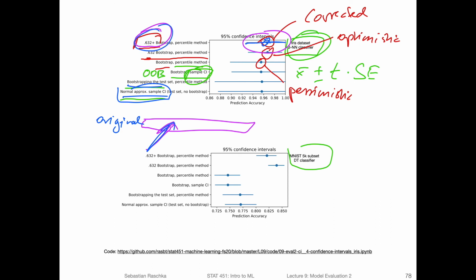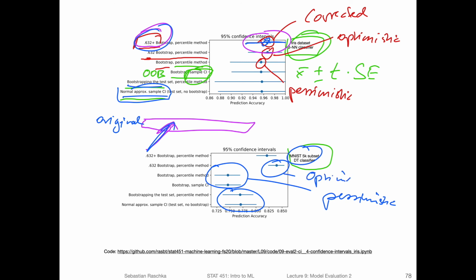So here at the bottom, I was doing the same thing for a different data set, the MNIST data set, where I have a 5,000 sample subset and a decision tree classifier. And you can see again, these two methods agree with each other as expected. This is again the pessimistic one. And this one is a little bit too optimistic. And this one is the corrected one, the 0.632 plus method. But you can see now whether we use this method or this method, there's quite a difference.